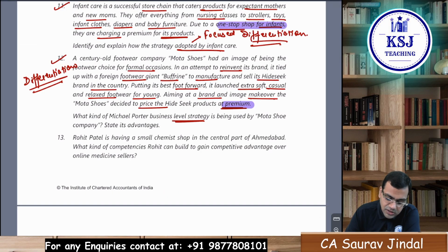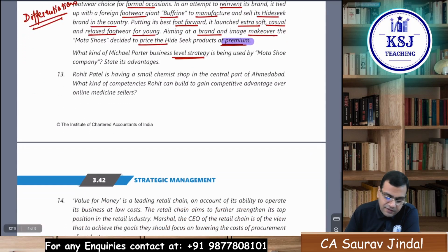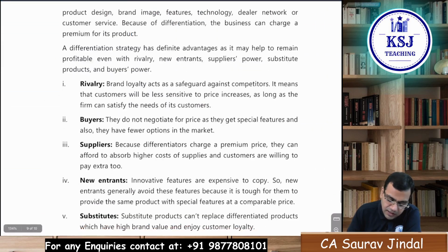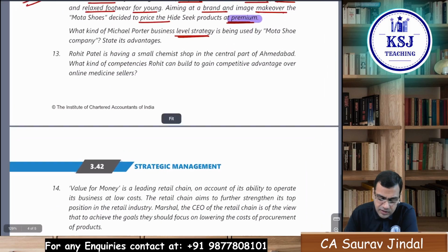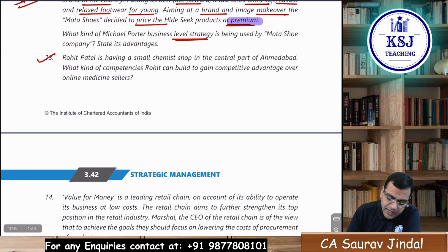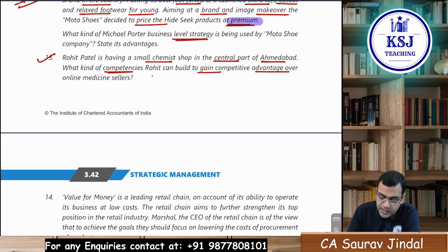Then you have to explain the differentiation strategy with regard to rivalry, buyers, or the various features of the differentiation strategy, which we have already discussed in the previous questions also. Coming to the 13th one, Rohit Patel is having a small chemist shop in the central part of Ahmedabad. What kind of competencies can Rohit build to gain the competitive advantage over the online medicine sellers?